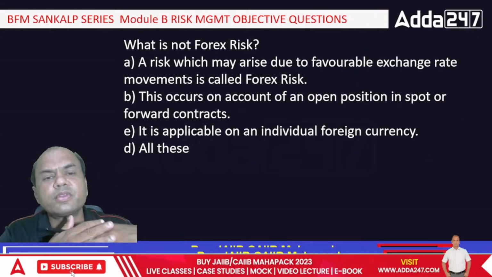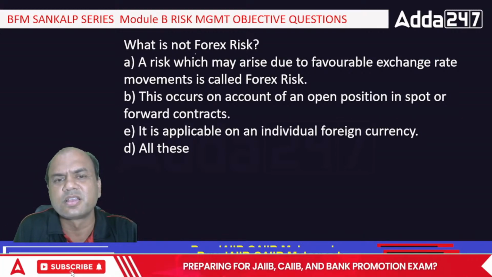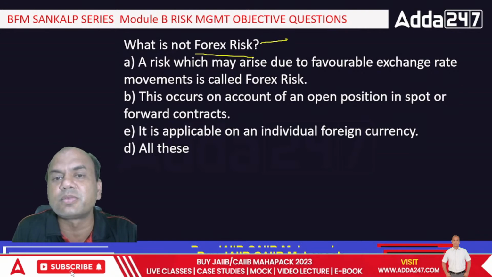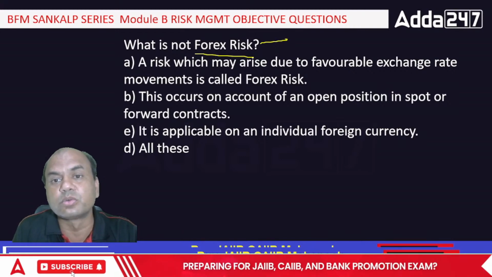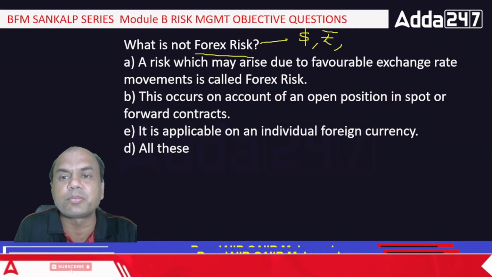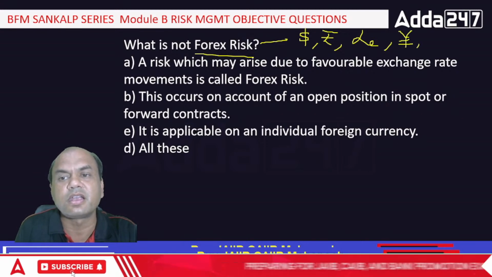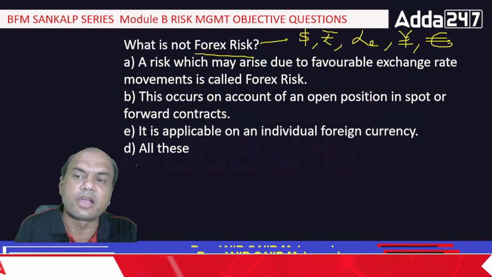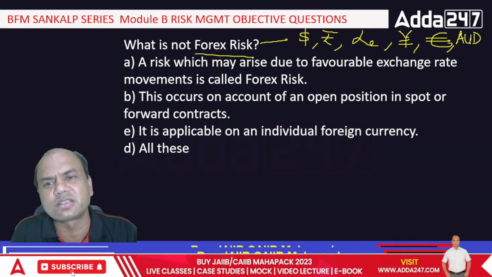Which of them is not a forex risk? Forex means foreign exchange. Foreign exchange risk arises when you have conversion between two or more currencies. Keep it simple. Two or more currencies. Either dollar and rupees, two currencies, or more. It can be pounds, Japanese yen, or euro. And Australian dollars, written AUD. They don't have a sign.